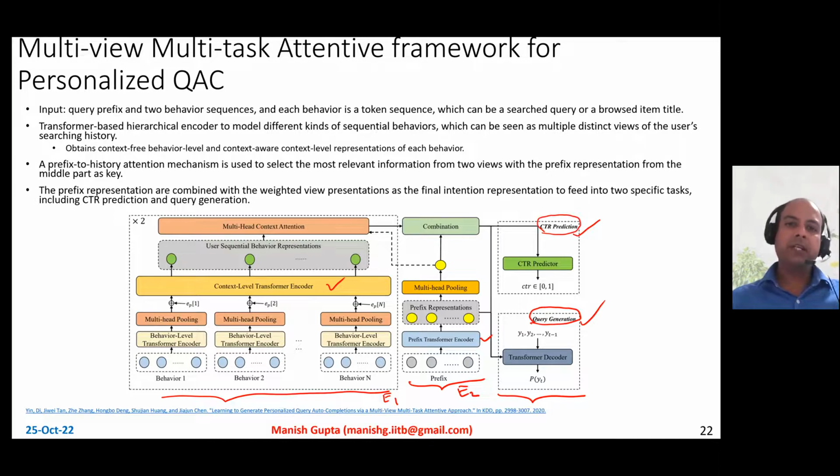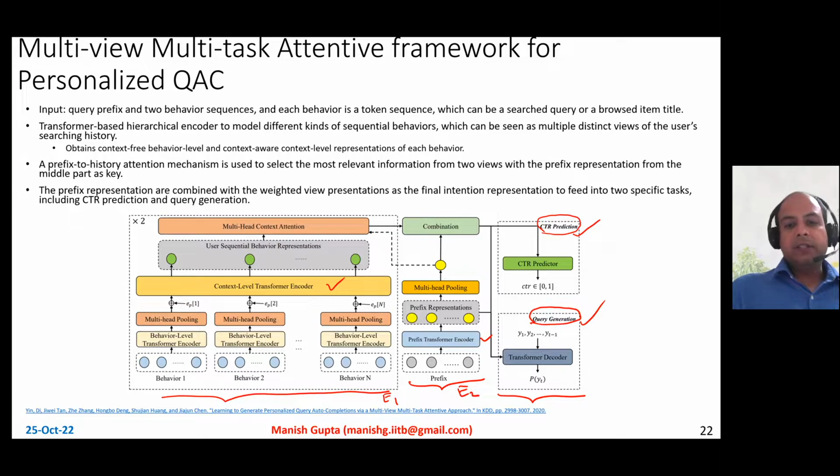So while you're generating the query, you may also want to predict whether this query is going to be clicked or not. Now, based on previous label data, of course, you have information of whether the query was clicked or not, and therefore that label can be actually used to compute the CTR prediction loss at training time.